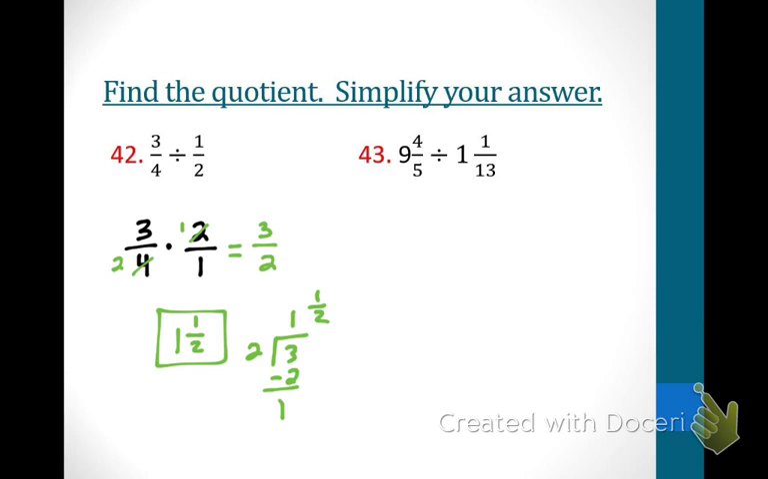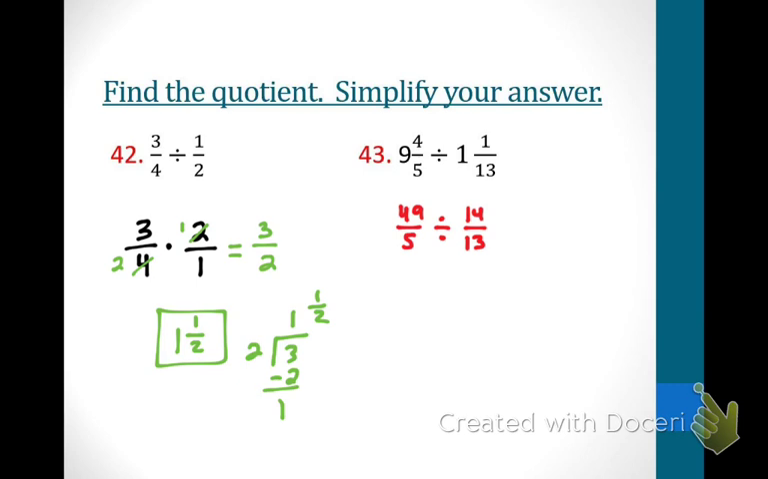All right, Alex, I want you to help me with the next one. What should I do first? Okay, very good job. I want to make it an improper fraction. So what would this first fraction be? It will be 49 fifths. And what would my second fraction be when you turn it into an improper fraction? 14 over 13.